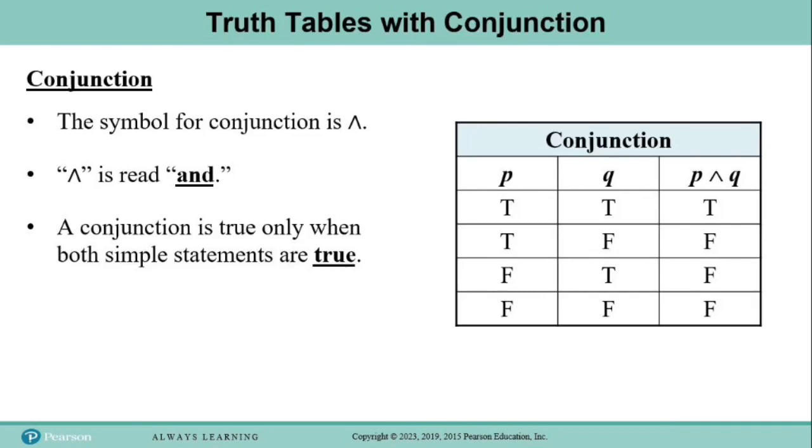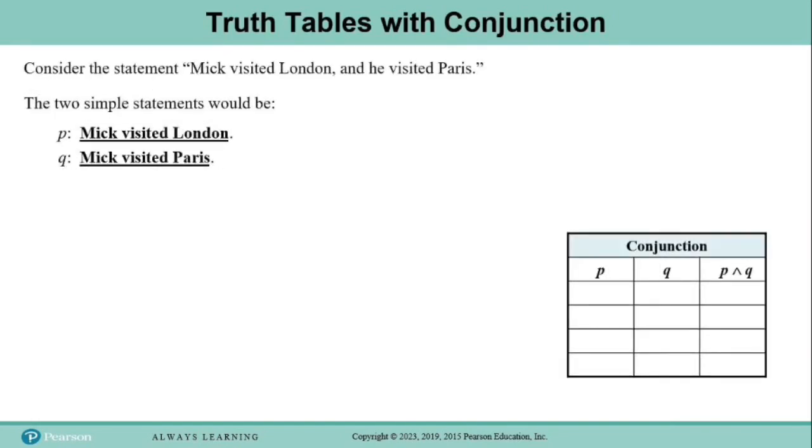Now, for P and Q, which is the overall statement, if P is true and Q is also true, then the overall statement P and Q is true. If either part of the statement is false, then the overall statement is false. And if both parts of the statement are false, then the overall statement is also false. So again, notice that the only way P and Q can be true is if both components are true, otherwise P and Q is considered false. And this fits exactly with how we use the word and in everyday English. Let's take a look at a little example.